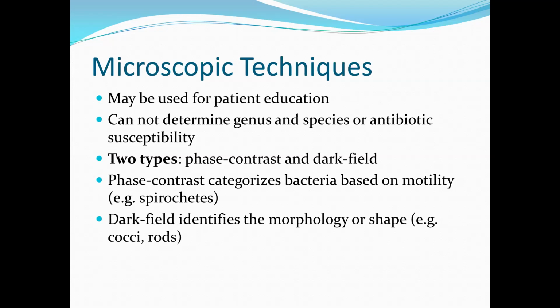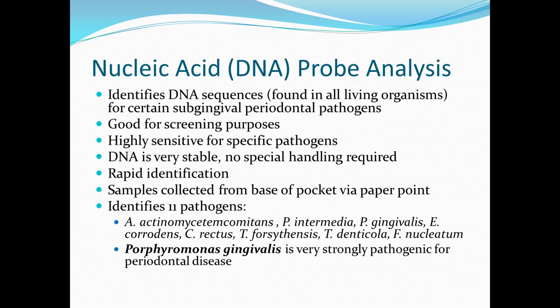But phase contrast microscope categorizes bacteria based on the motility. Is it a spirochete? Is it a rod? Right? And it lets the patient know. You can show the patient and they can see the amount of bacteria. They can see it jumping around. And they're going, ooh, that really is living underneath my gum tissues, isn't it?